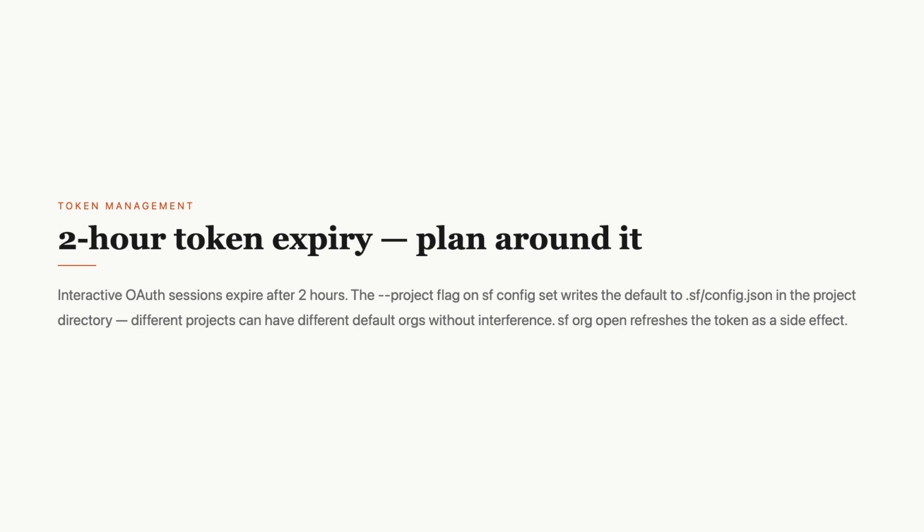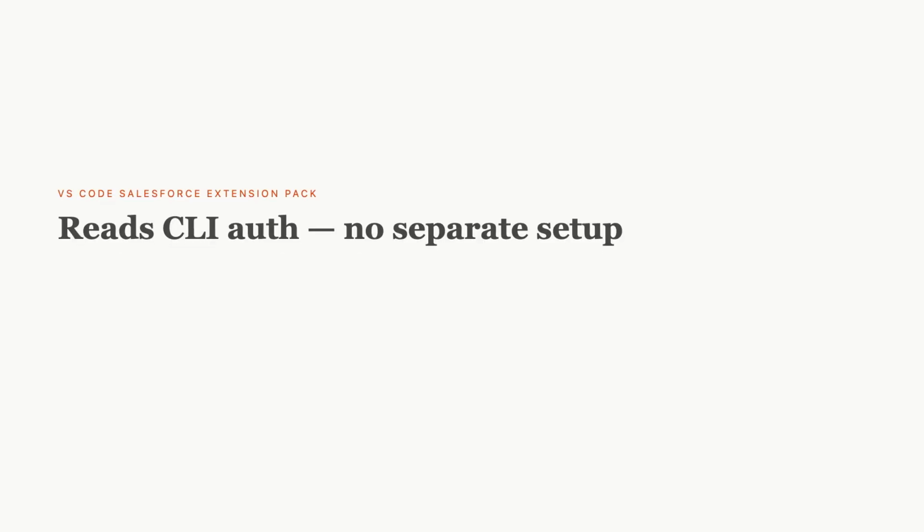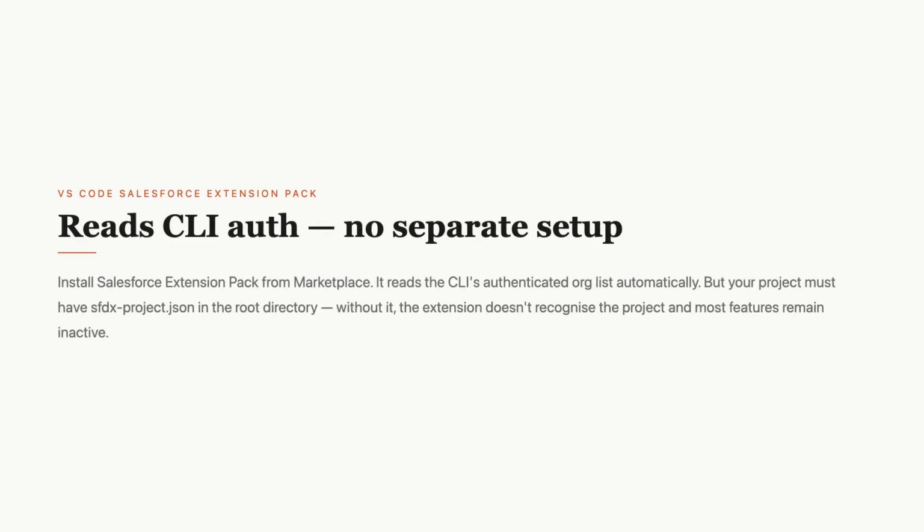The one configuration requirement for VS Code extension activation is an sfdx-project.json file in your project's root directory. Without this file, the Salesforce extension does not recognize the directory as a Salesforce project, and most features remain inactive. A minimal sfdx-project.json defines your package directory, typically force-app, and the Salesforce API version. Both are required. Without the API version, some extension features will prompt you to set it.